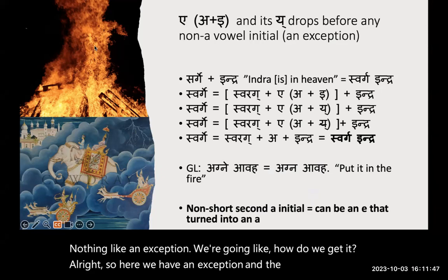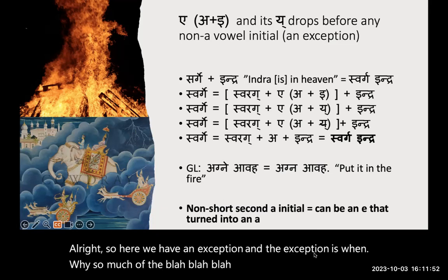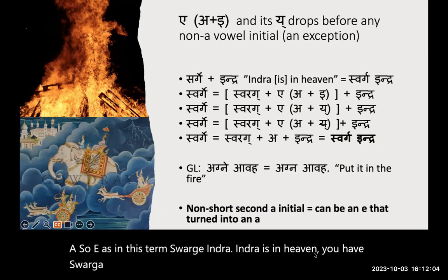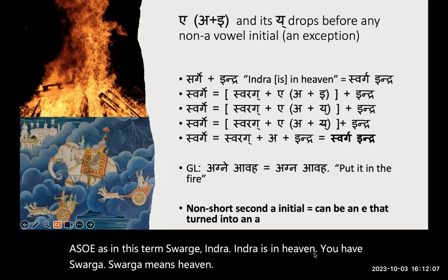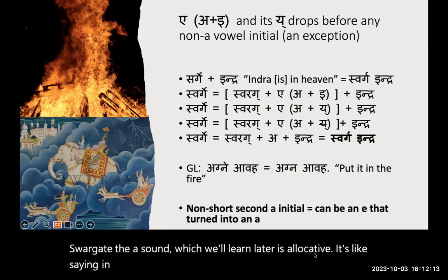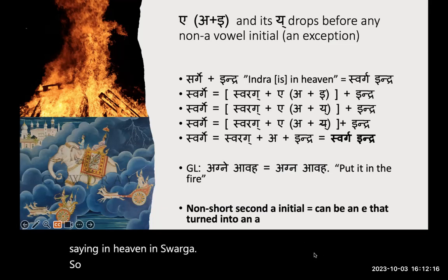Anyway, so here we have an exception. And the exception is when, so much of blah, blah, blah. When you're looking at A, so E, as in this term, Swarge Indra. Indra is in heaven. You have Swarga, which means heaven. Swarge, the E sound, which we'll learn later, is a locative. It's like saying in heaven, in Swarga. So because it's that E sound, E equals A plus I. One would think you'd get Swargyindra, but you do not.